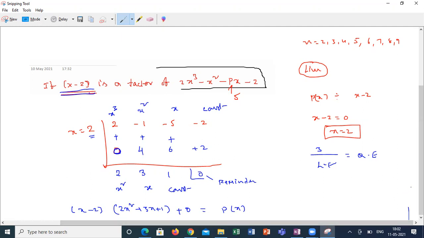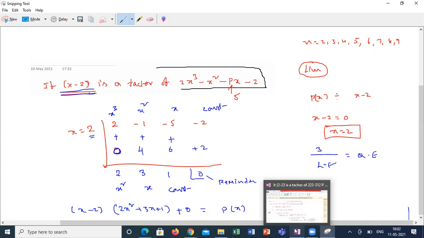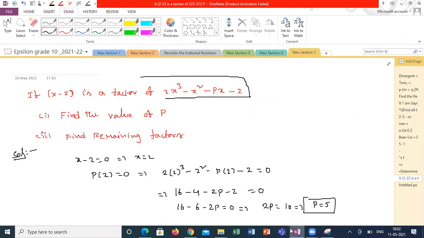One more question. Will you try using the division method to understand it? To use it to practice. For practice purposes, I can give one more question for the synthetic division method. Yes, sir.